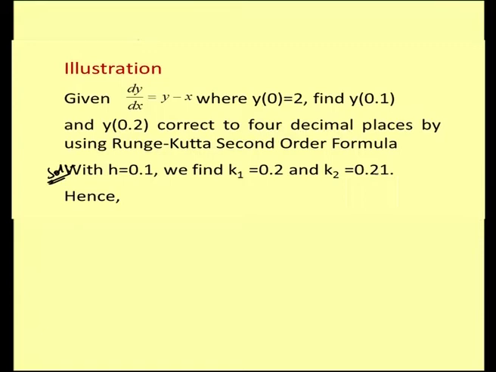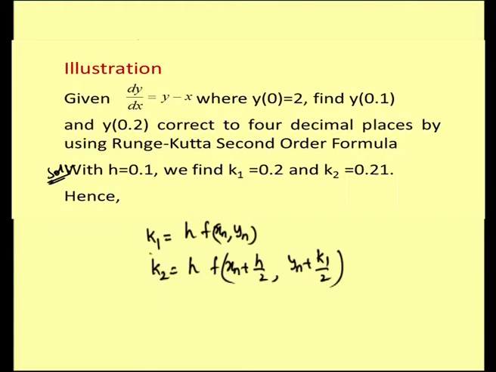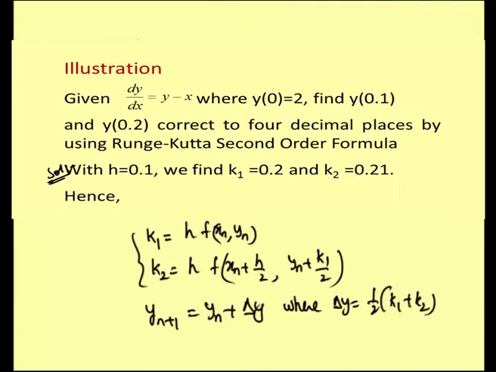This is where we start the solution with h is equal to 0.1. What is the k1 formula? The k1 formula is h into f of xn comma yn, and the k2 formula is h into f of xn plus h by 2 comma yn plus k1 by 2. And after you find out k1 and k2, yn plus 1 is equal to yn plus del y, where this del y is equal to 1 by 2 times k1 plus k2. Okay, so this is the RK method's formula.